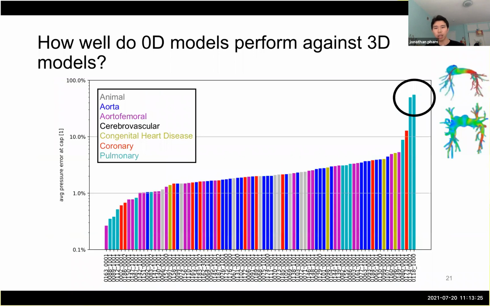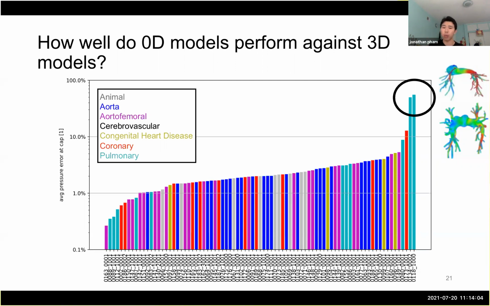And here in this slide, we use a bar plot to demonstrate the performance of 0D models versus 3D models for the models I just showed in the vascular model repository. And so each column in the x-axis of our bar graph corresponds to a different model, and the y-axis is the pressure error averaged across all the inlet and outlet caps for each model. And observe that for most models in the repository, the average pressure error at the caps is less than 10%, which demonstrates that, on average, our 0D models are capable of accurately simulating the hemodynamics.